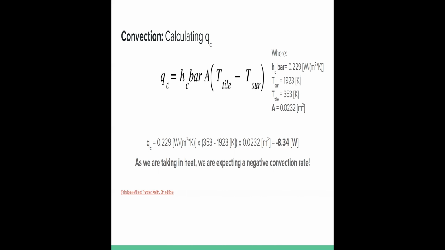Note that our heat transfer rate for convection is negative, but that's good. We are expecting that because as you take out heat, that is a positive number, but this tile is getting hotter, so you are expecting that negative number.